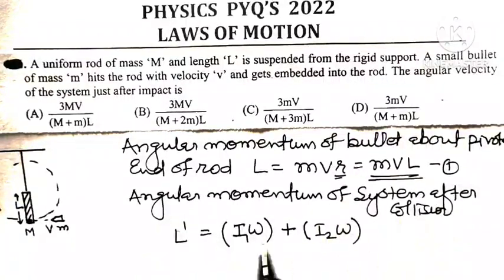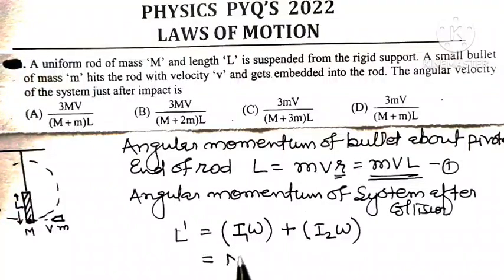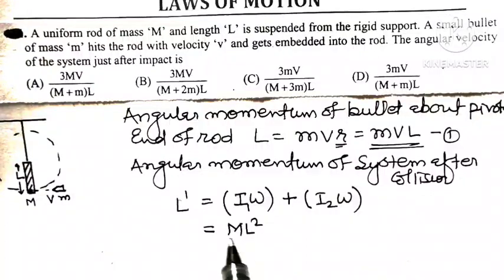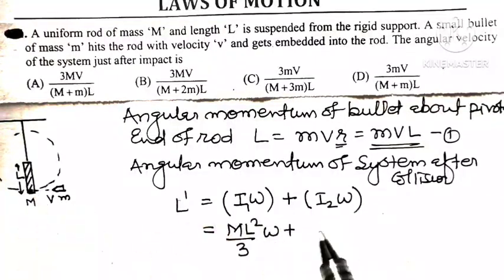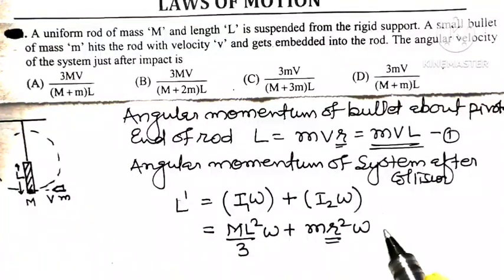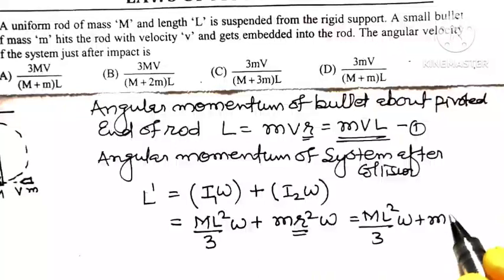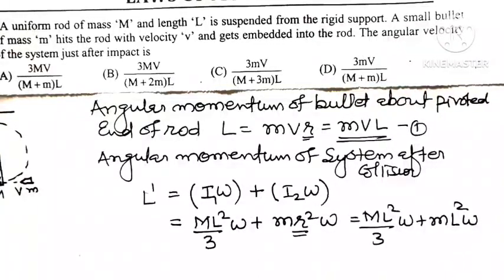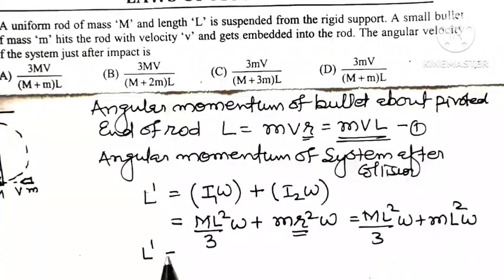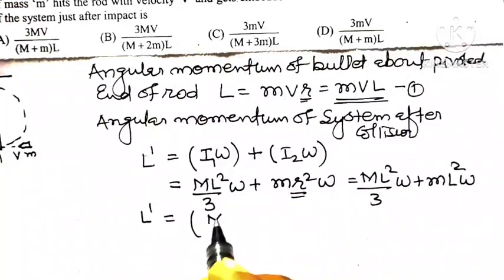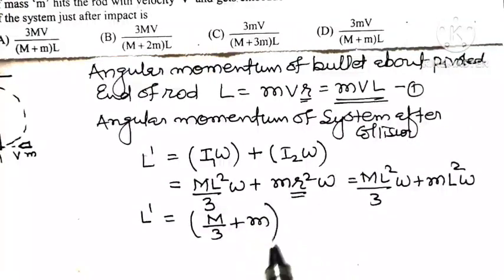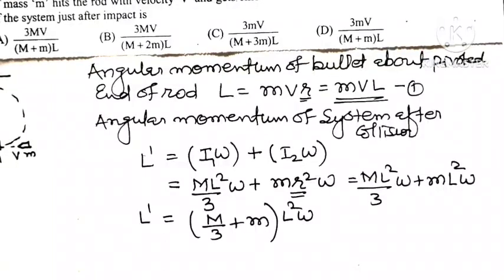Now, this rod is rotating about one of its ends. So, what is the moment of inertia of the rod about one of its ends? It is M L square divided by 3, into angular velocity omega. As far as the moment of inertia of the bullet is concerned, it is the mass of the bullet into the square of r, m r square, into omega, but here r is nothing but the length L. So, it is M L square divided by 3 into omega plus the angular momentum of the bullet, m L square into omega. Now, L square omega can be taken common. So, the angular momentum of the system after collision is capital M by 3, that is the mass of the rod divided by 3, plus the mass of the bullet, and the common term is L square omega.